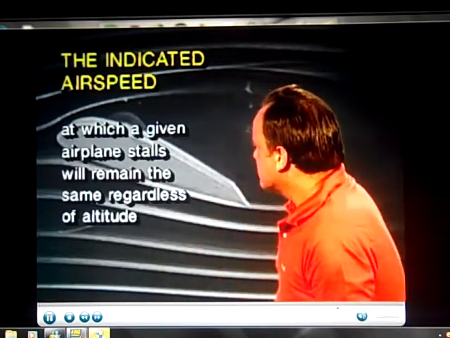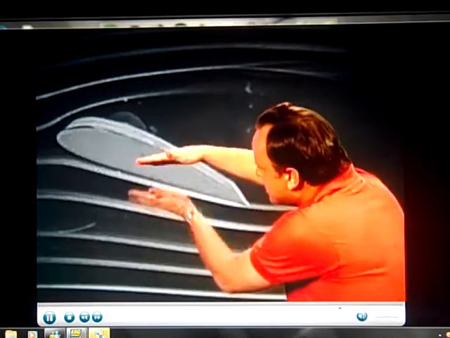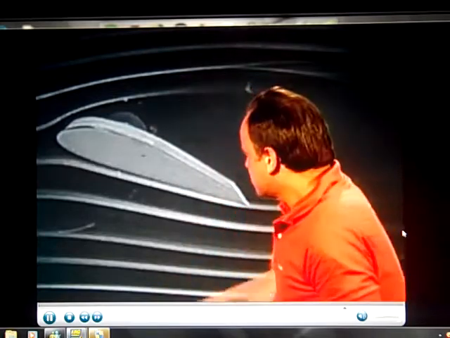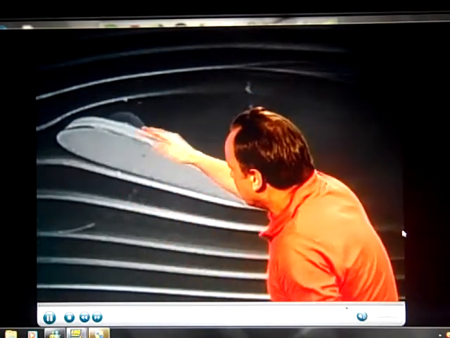Now, normally an airplane will stall at a specific indicated airspeed because unless you have some load factor on the airplane, G-forces on the airplane, it'll stall at a given angle of attack, and that angle of attack will always occur at a specific indicated airspeed.